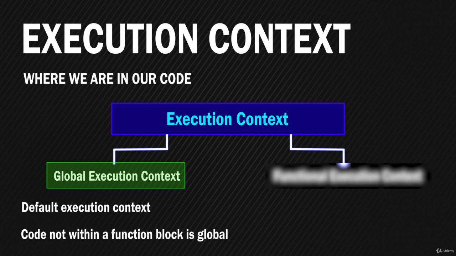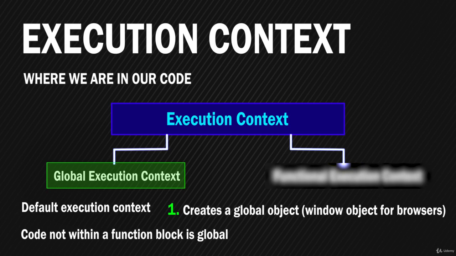And what does this global execution context do? It does two things. 1, it creates a global object. Remember how we've always been accessing the window object? We've seen that many times throughout this course. Well, that is the global object, and that's created by the global execution context. And what's the second thing it does? It sets this to the global object. And we're going to see examples of this shortly.